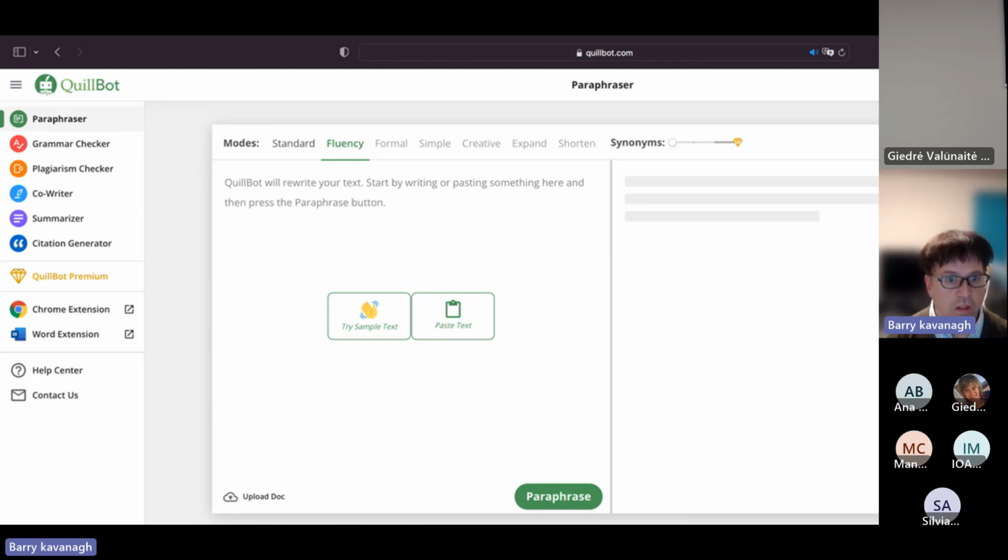However, because it's free, the free version, you can only input 125 words at a time. If you want more functionality and you want to paste in more words, you need to pay for it. Obviously, I didn't want students to pay for it. This was an experiment, so they were limited in that way.